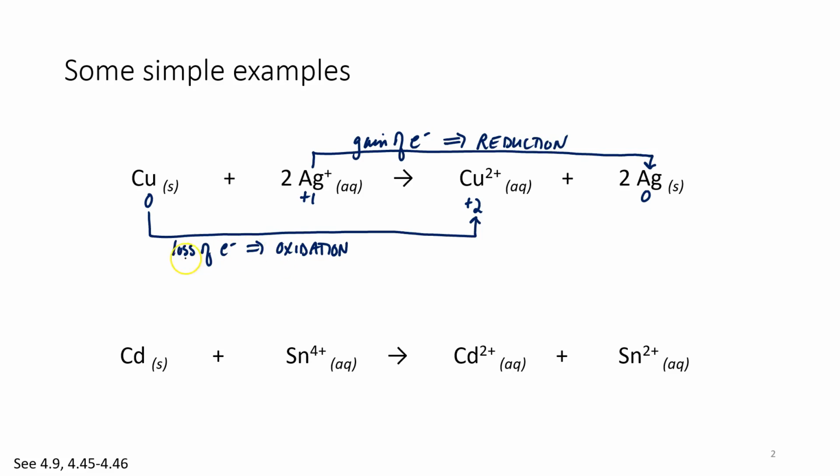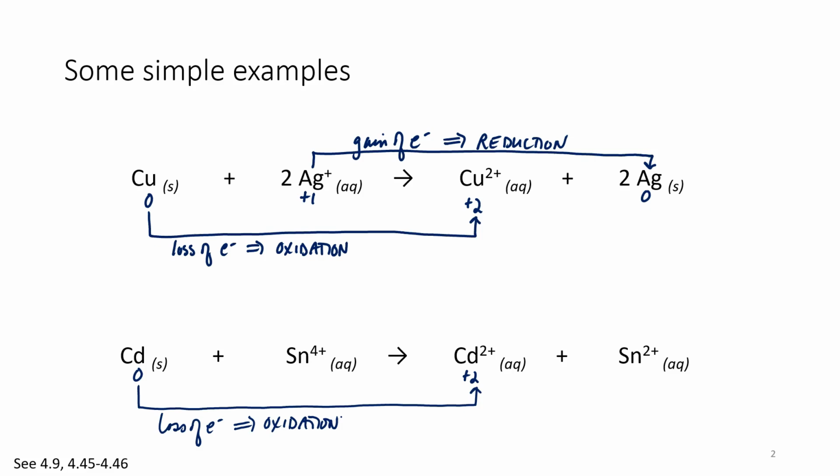Again, oxidation is loss of electrons, reduction is gain, and a redox reaction is a reaction in which electrons are transferred from one reactant, in this case copper, to another reactant, in this case the silver ion. Let's see if we can do this next one. So what's the charge on cadmium here? Nothing. And what is it on the product side? It's a +2. So again, going from a 0 to a +2 is the loss of electrons, which again would be oxidation.